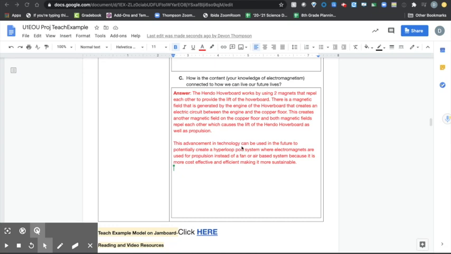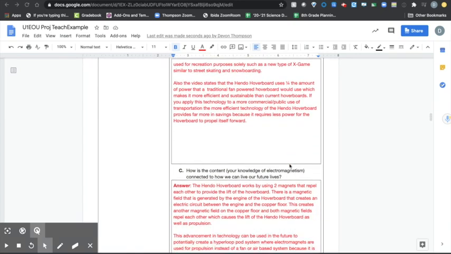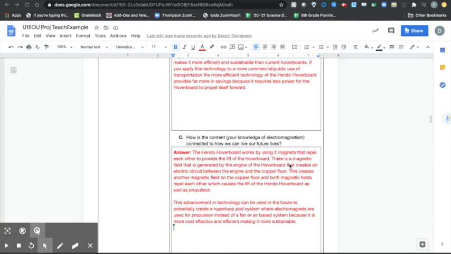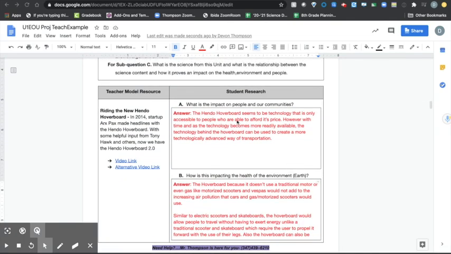And this advancement in technology can be used in the future to potentially create a hyperloop pod system where electromagnets are used for propulsion, which is moving forward or backwards, instead of a fan or air-based system, because it is more cost-effective and efficient, making it more sustainable. This is pretty much the level of detail that you want in each of your answers for the research for every single resource that you are using.